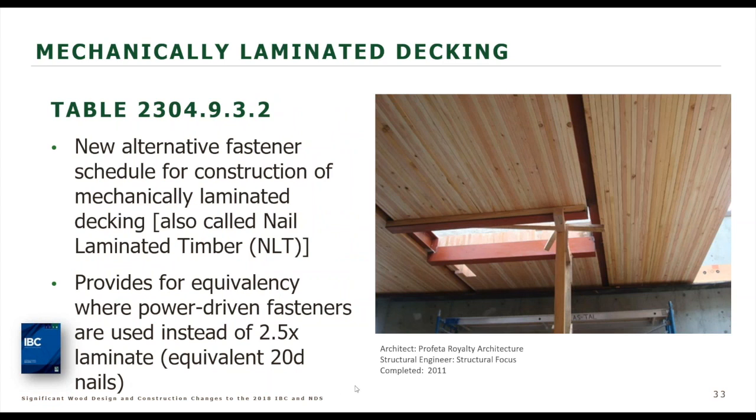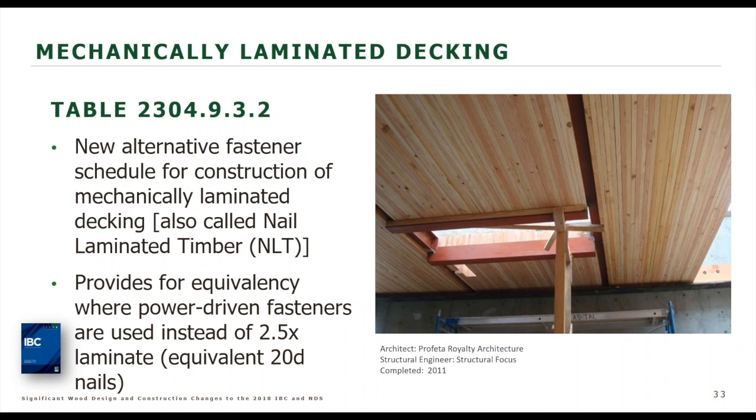Now we're looking at mechanically laminated decking, also known in the industry as nail laminated timber. And it's actually been around for quite some time. I did a Google search of past codes. Some of you are probably familiar with the UBC. Even as far back as the 1967 UBC, it had mechanically laminated timber or decking, with language pretty close to what we have for the prescriptive requirements of how these members are connected together.